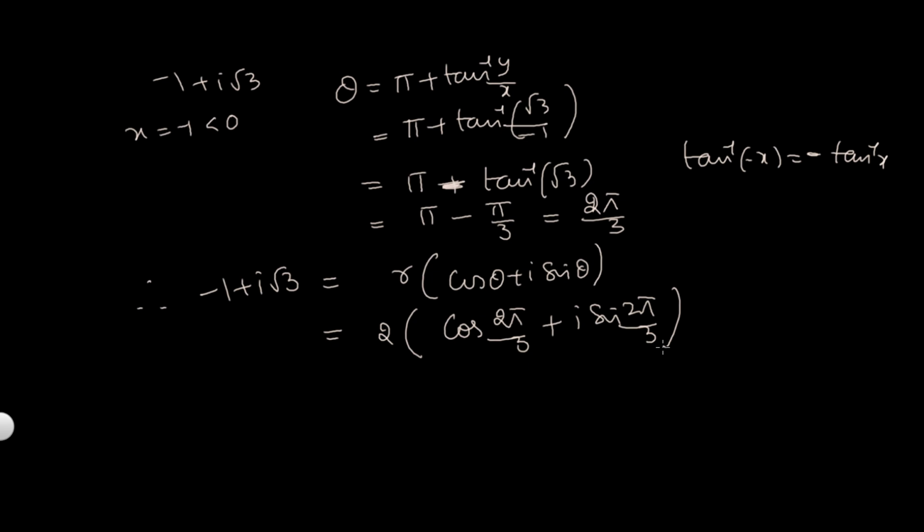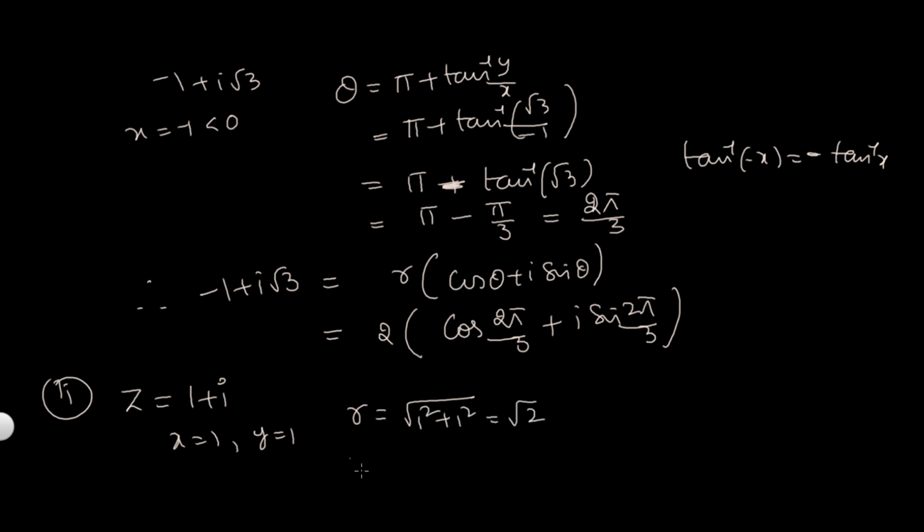In the same way, a second, smaller example. Suppose z equal to 1 plus i. Find the modulus and the polar form. Here x equals 1 and y also equals 1. First find r, which is root over x square plus y square, that is root 2.